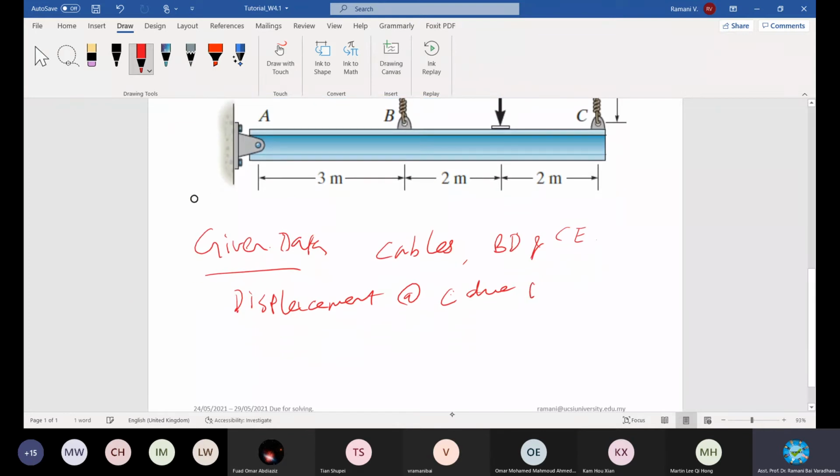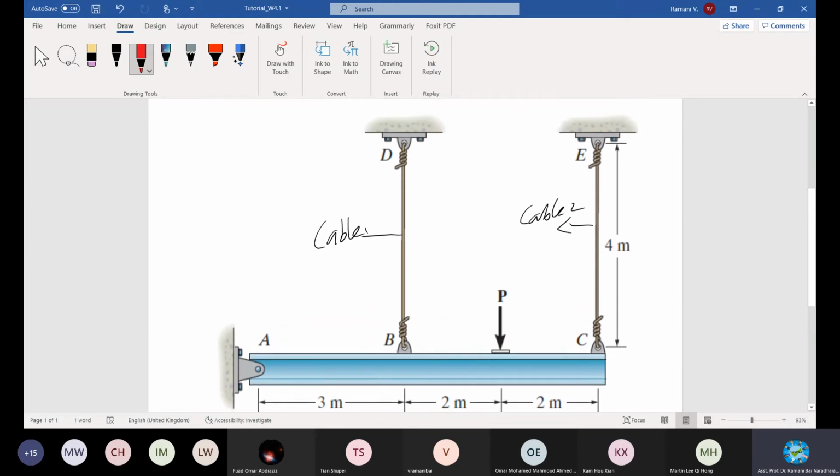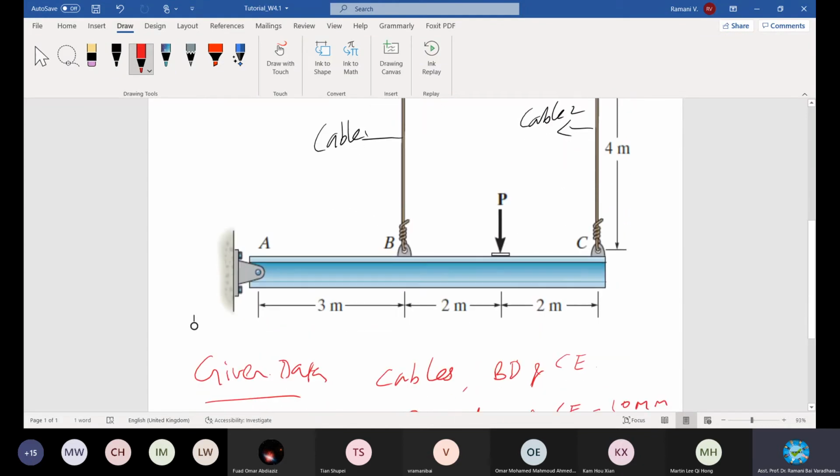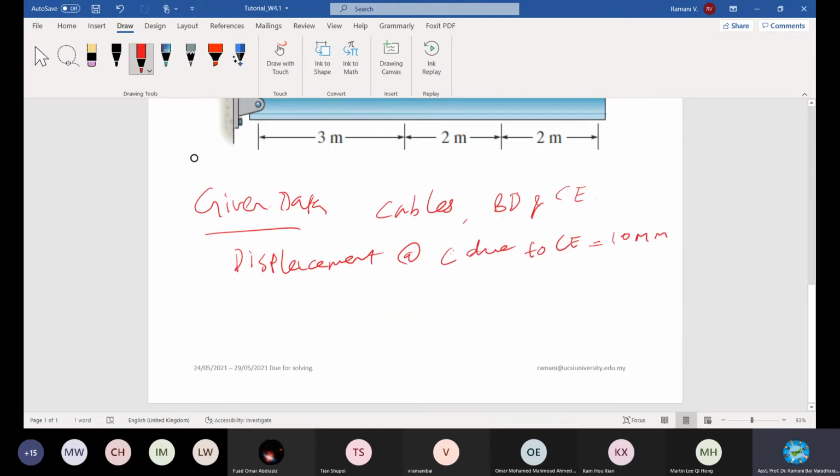CE is equal to 10 mm. It is given to you, okay? And then, what is the required answer? Is there anything else given? Don't worry about the load, just P is acting and it tends to elongate the member.